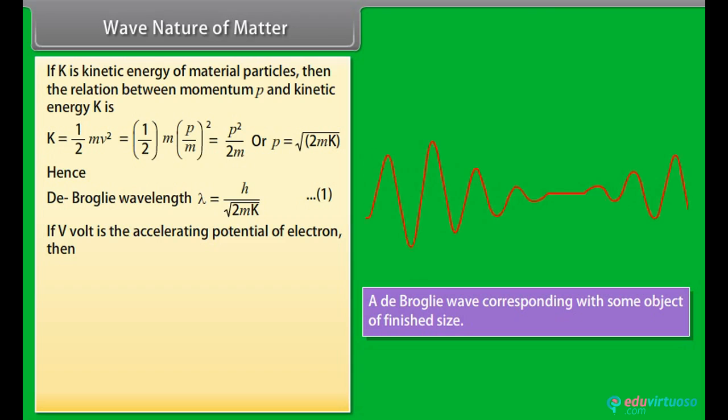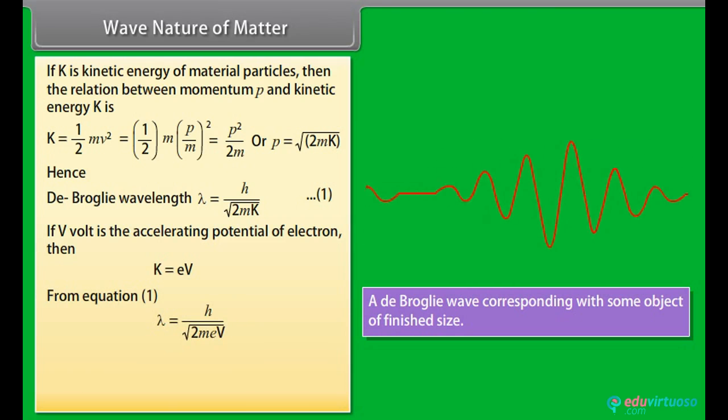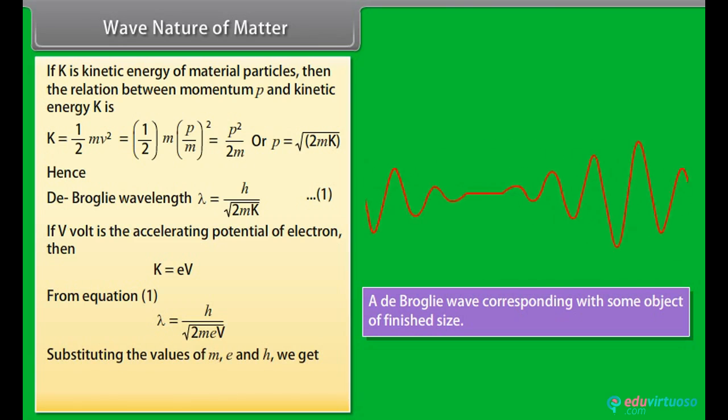If V volt is the accelerating potential of an electron, then K = eV from equation 1. Lambda = h/√(2meV). Substituting the values of m, e and h, we get lambda as 12.27/√V angstrom.